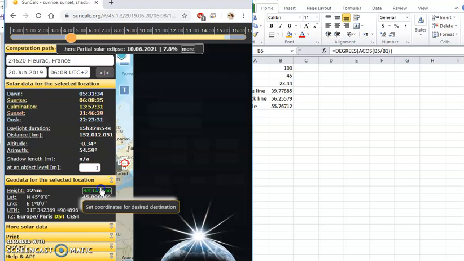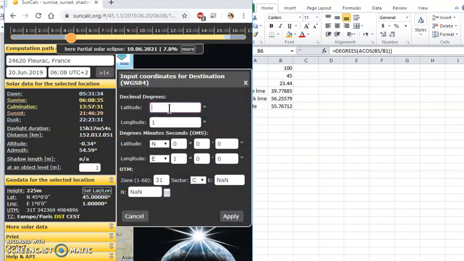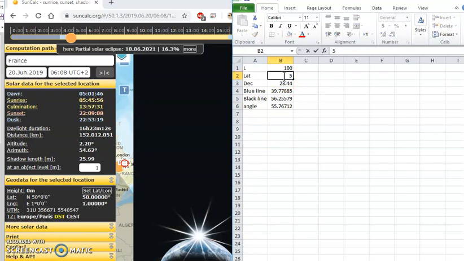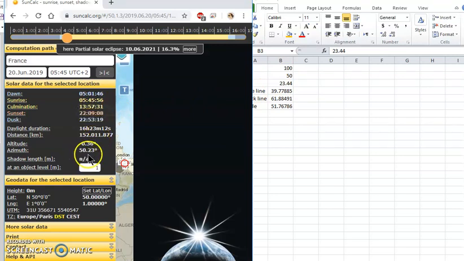So let's put in another coordinates, let's say 50. And here on latitude, let's put 50. We go to sunrise, 50.23, 51.76. Now if you started adding here a little bit of time until the sun is above the horizon, or just on the horizon, you see the angle is very much similar to mine, even though I didn't account for refraction.